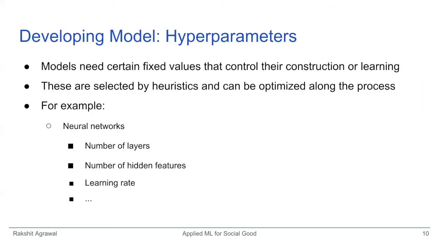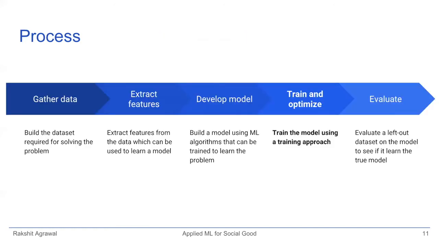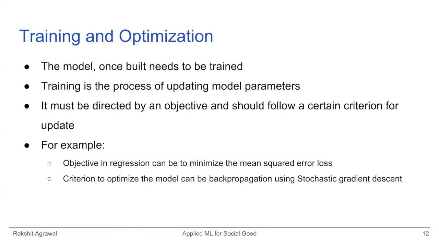Okay, any questions on hyperparameters? The next stage is train and optimize, which means you have your data, you have extracted features out of it, you build a model for those features, and now you need to combine the model and the features. Features is the data basically, but you need to combine them. You need to train this model using the featured data coming in and keep updating the model, right? So the model once built needs to be trained.